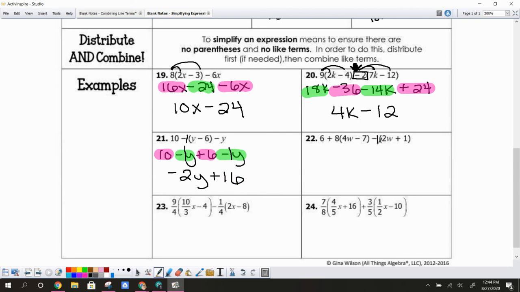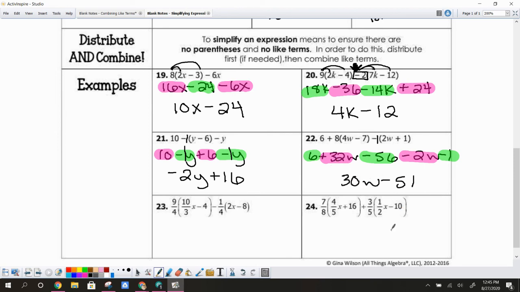All right, try 22. Again, keep in mind this is a negative 1. Make sure you pause the video. All right, so if you went ahead and solved this, you should have 6 plus 32w minus 56 minus 2w minus 1. And we want to go ahead and combine our like terms. We got a 6, a negative 56, a minus 1, a positive 32w, a negative 2w. So then I have 6 minus 56 minus 1 is a negative 51. And then 32 minus 2, and that's a 30w.